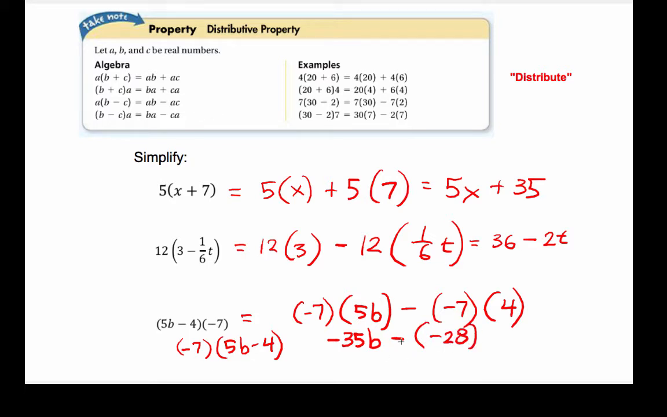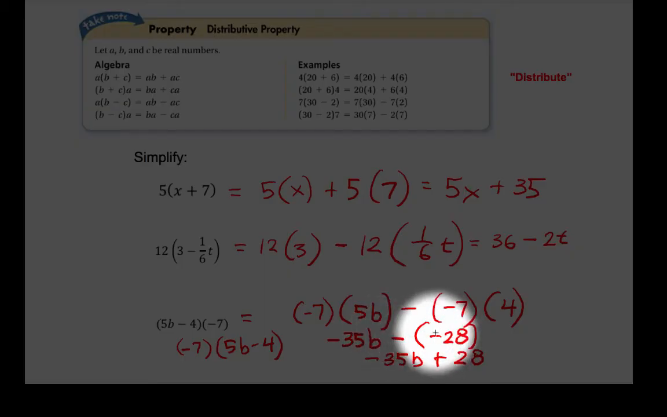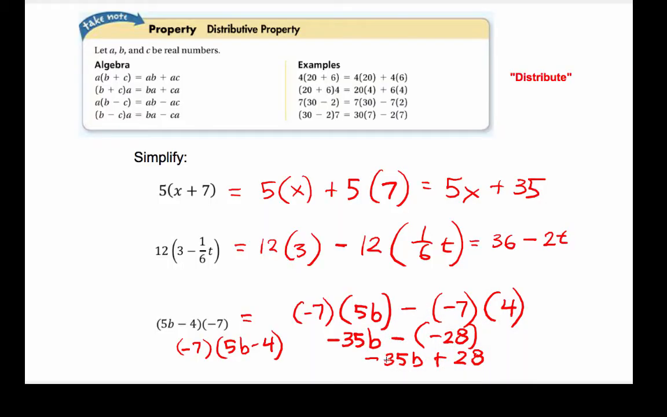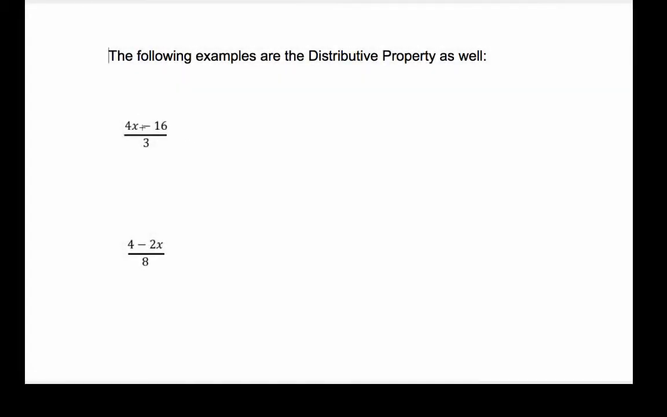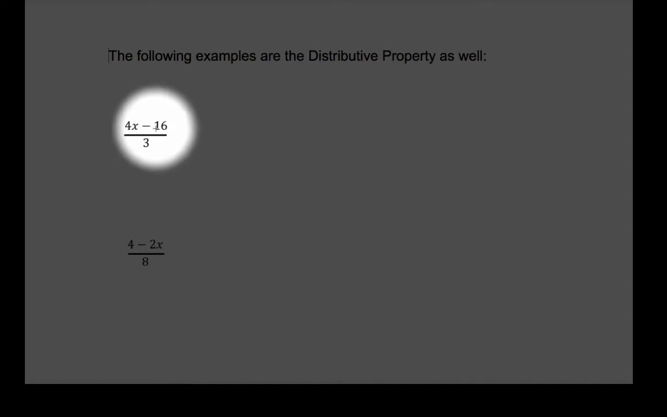Remembering we can change subtraction to addition by adding the opposite of this. So negative 35b plus positive 28, or plus 28. One thing that I want to point out here is this two sign stuff here. It's not incorrect, but it's not simplified. In our answers, we want one sign. We have a negative sign in front of 35b. We have an addition sign, and we have a number 28. These are distributive property problems as well. Scary looking fractions here. The first one, we have the quantity 4x minus 16 over 3.